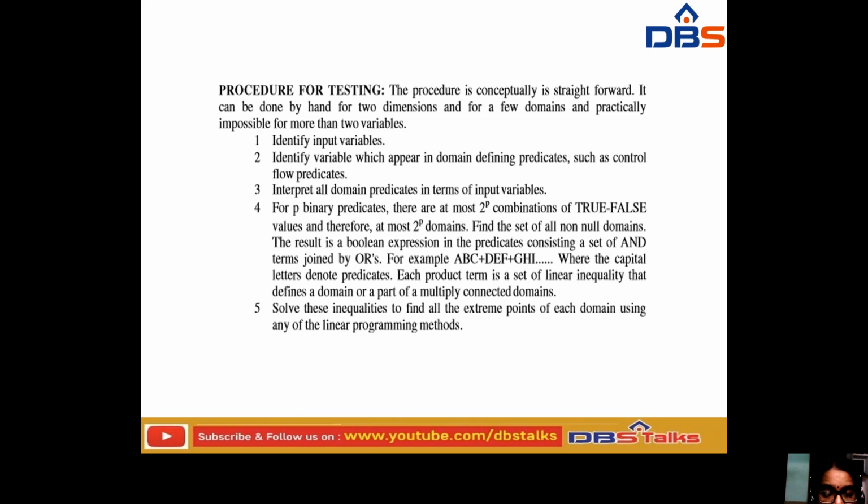What are the input variables that we are giving? We have to identify the input variables. Next, you have to identify the variables which appear in domain defining predicates, such as control flow predicates. You have to identify the type of the variable. If that variable appears in the predicates defining the domain, such as a control flow predicate, if you are using control statements, in that case, if you find a variable, you also have to identify that variable.